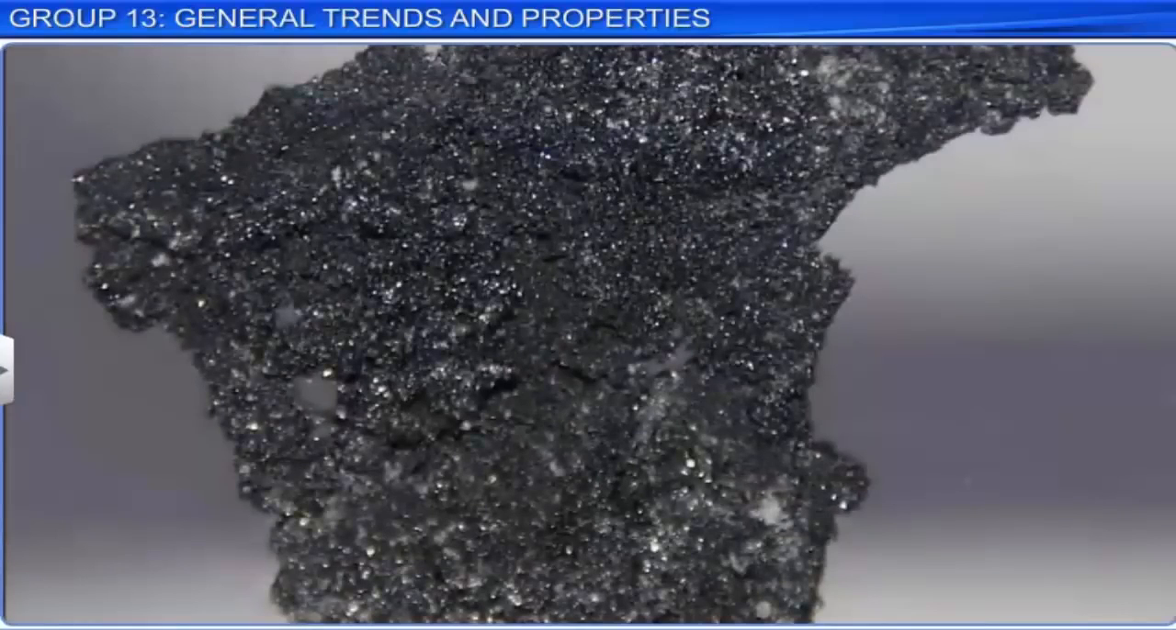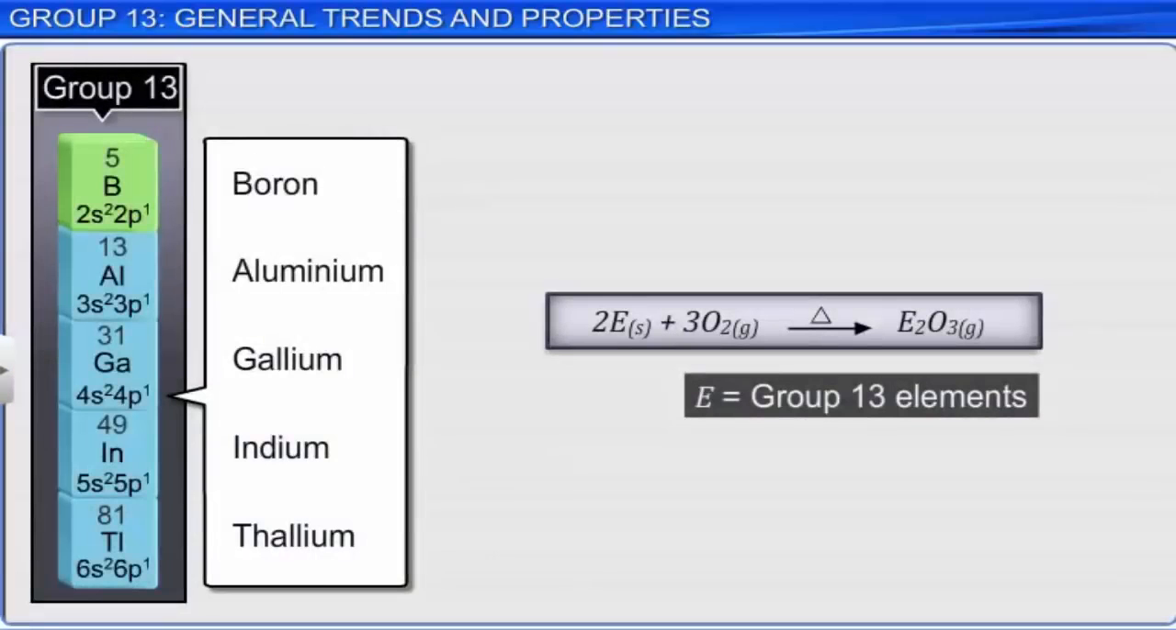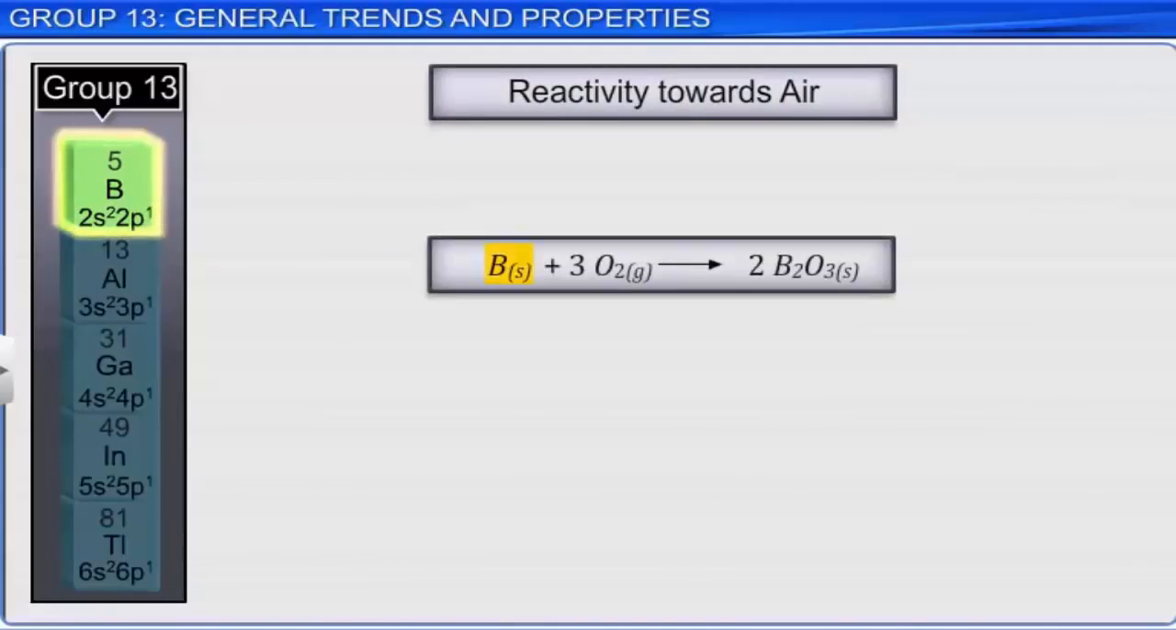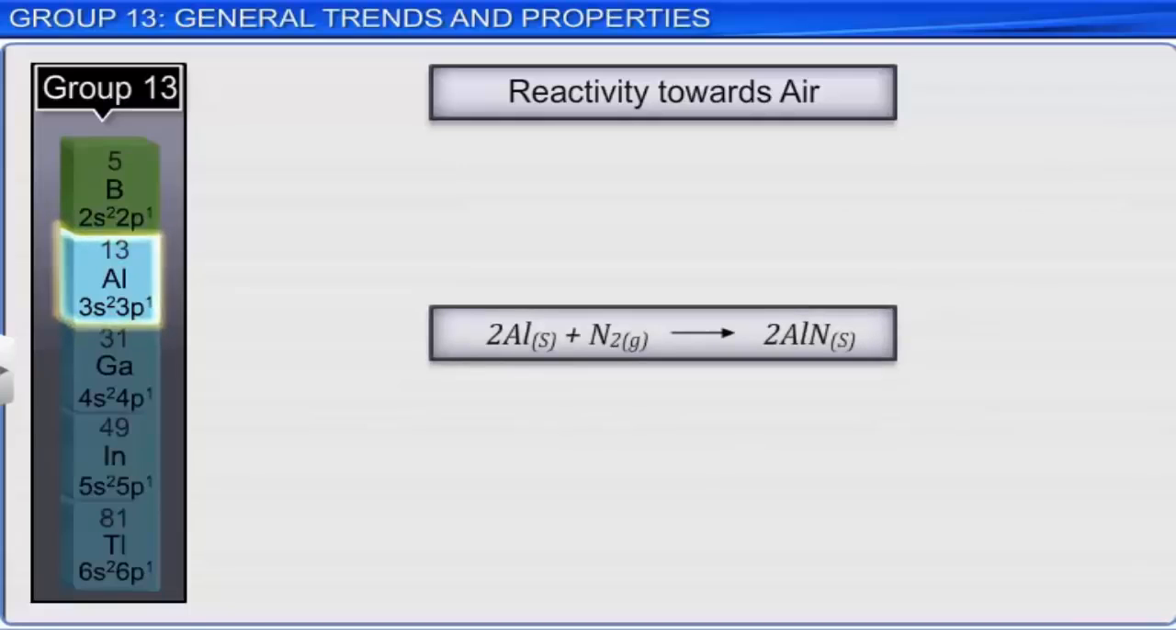Crystalline boron is unreactive towards air. Aluminium forms a thin oxide layer on its surface, so no further reaction with air will be observed, although aluminium is a fairly reactive metal. The group 13 elements form oxides when heated in air. For example, the reaction of amorphous boron and oxygen is shown here. When heated in nitrogen, the group 13 elements form nitrides. The synthesis of aluminium nitride is given here.